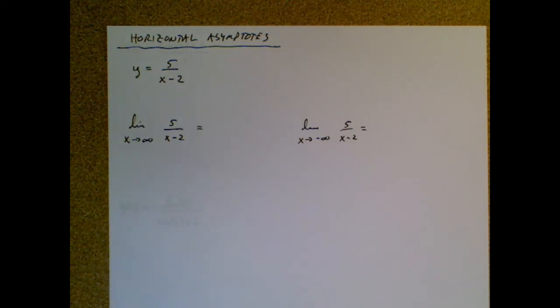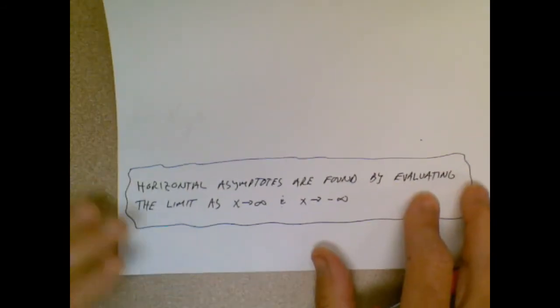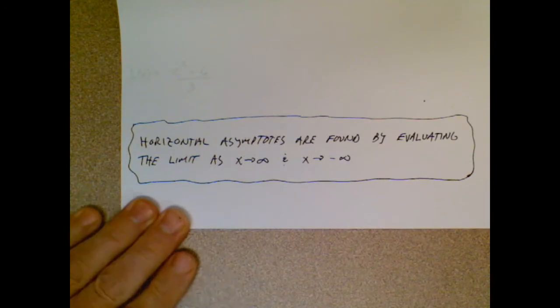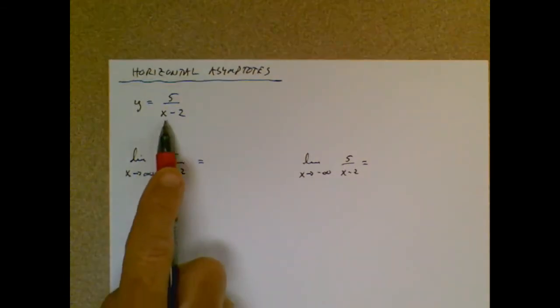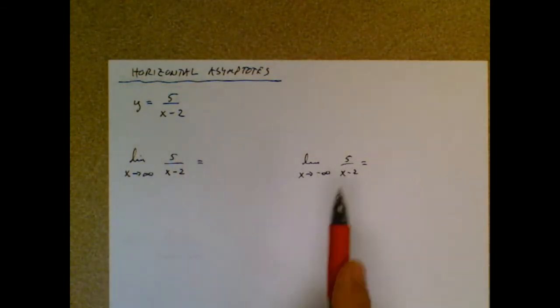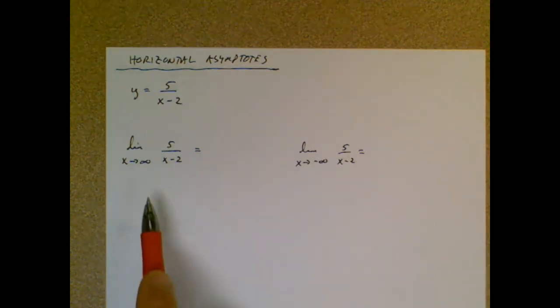The calculus way to think about horizontal asymptotes is as straightforward as this statement I'm about to unveil down here. Horizontal asymptotes are found by evaluating the limit as x approaches infinity and x approaches negative infinity. That's all it is. Don't add more to that. Don't take anything away from that. That's what it is. So if I don't know what this graph looks like and I wonder about the horizontal asymptotes, this is all I do.